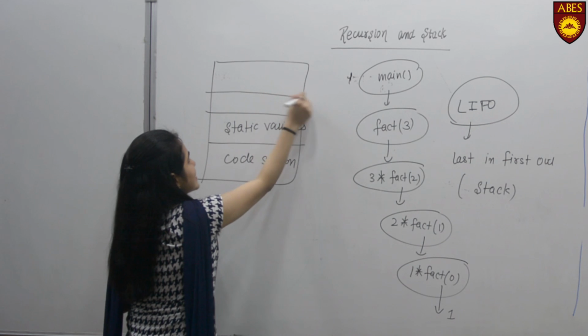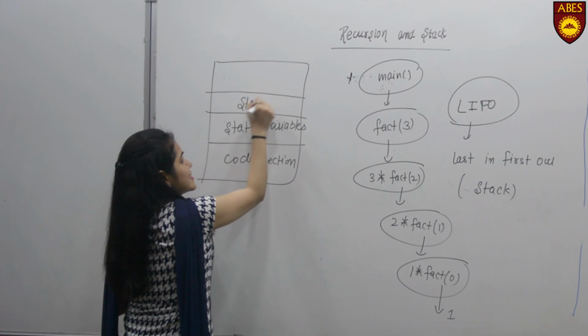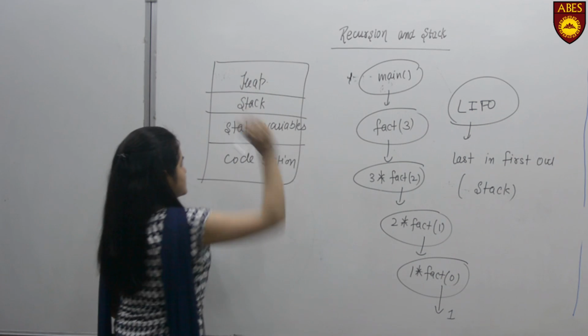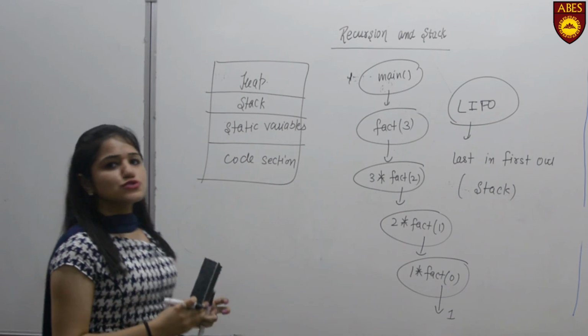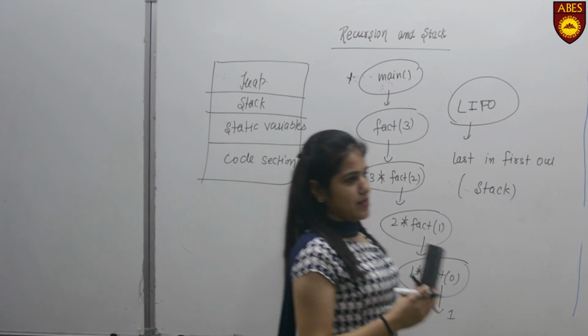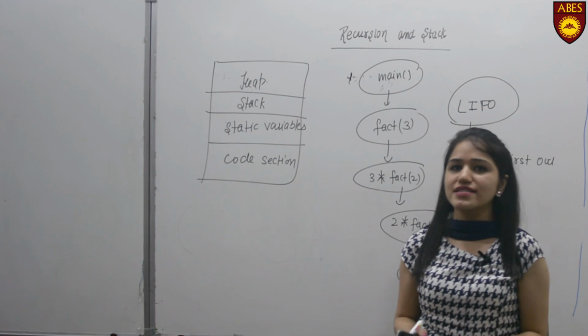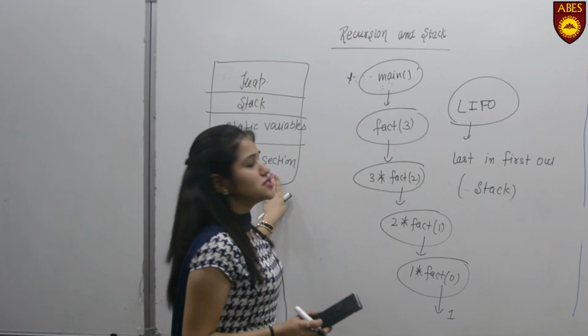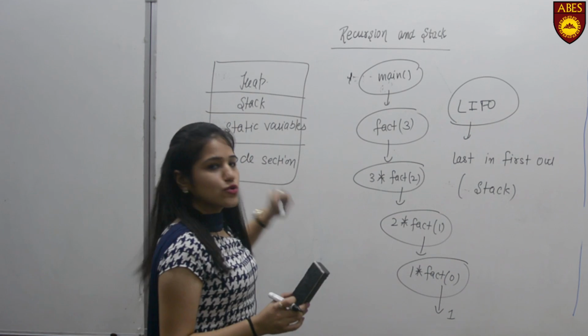Next part is stack. And the last part is heap. The code section is used to hold the code of our program. Basically, our program has two parts: one is the data part and the next is the instruction part. So the instructions of our program will be stored in the code section.